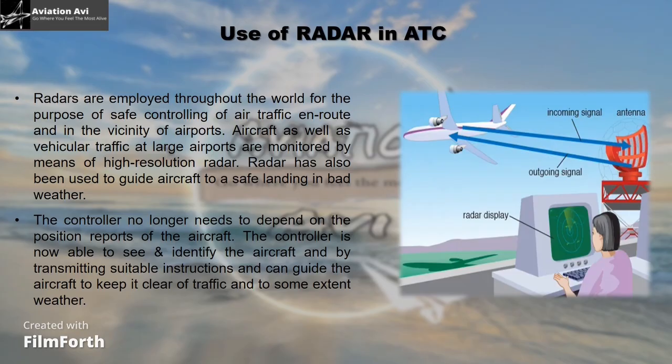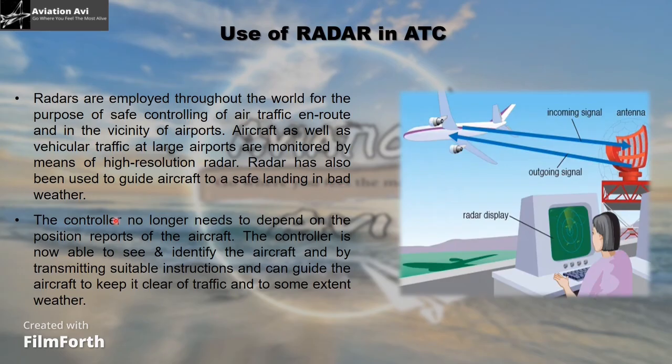Coming back to the use of radar in airports and, in particular, by the air traffic control. Radars are employed throughout the world for the purpose of safe controlling of air traffic en route and in the vicinity of the airports. Aircraft as well as vehicular traffic at large airports are monitored by means of high-resolution radars. Radar has also been used to guide aircraft to safe landing even in bad weather when there is nil visibility.